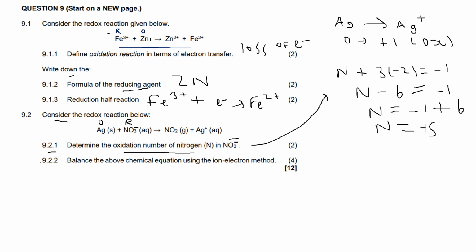So let's do 9.2.2. Determine the chemical equation using the ion electron method. To find the chemical equation, that will be the net. So basically they're asking us to find the net. And don't forget, to find the net, you must have the half reactions first. The first one you're going to have is the oxidation half reaction. We know that Ag is undergoing oxidation, so let's go and find Ag on the table.